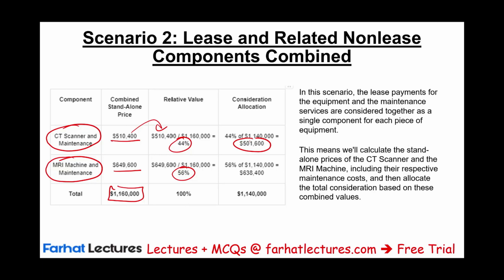It means leases. The CT scanner is 501,600. We're not separating the maintenance from it. And the MRI 638,400. We take the percentage times the cash payment, and this is how we figure out we're separating the two separate assets. In the scenario, the lease payment for the equipment and the maintenance are considered together as a single component, and each piece of equipment is a separate lease. We kind of bundle the service with them. This means we will calculate the standalone prices for the CT scanner and the MRI machine, including the respective maintenance costs. We don't account for that separately, then allocate the total consideration based on these combined values.